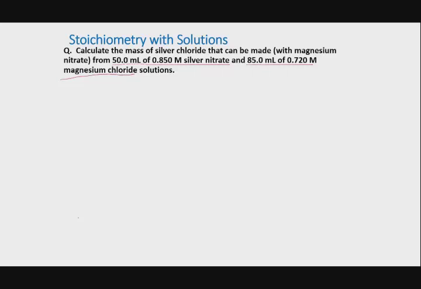Okay, so hopefully you got the balanced reaction equation as 2 silver nitrates react with 1 magnesium chloride to produce 2 silver chlorides and 1 magnesium nitrate. Okay, once this is balanced, what do we do next? They're asking us to calculate the mass of silver chloride that can be made. What does that mean? That can be made. Exactly. What they're asking is the theoretical yield of silver chloride.